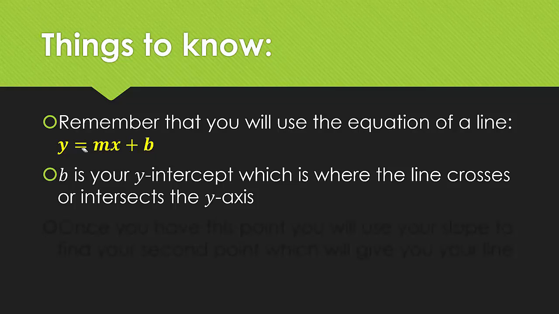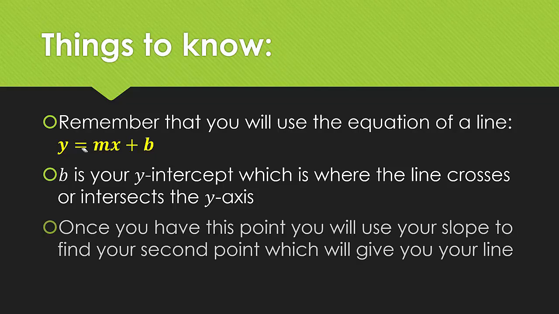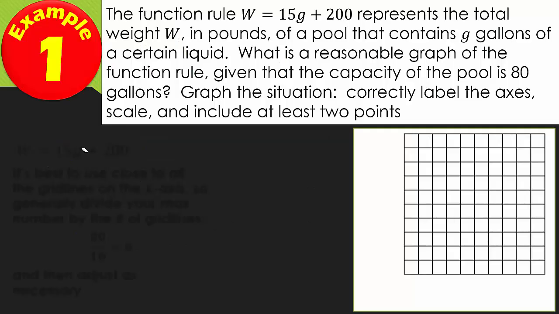Okay. B, again, is your y-intercept, which is where the line crosses or intersects the y-axis. And once you have this point, you will use your slope to find the second point, which is going to give you your line. All right, so let's start off with our first example.